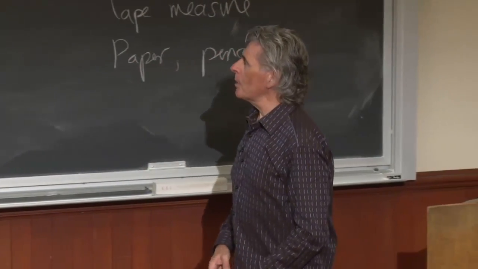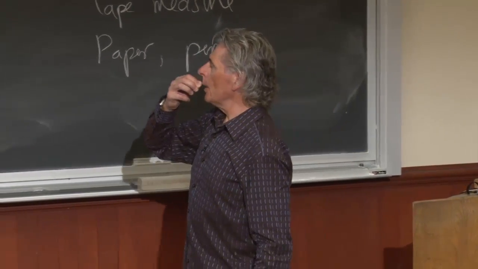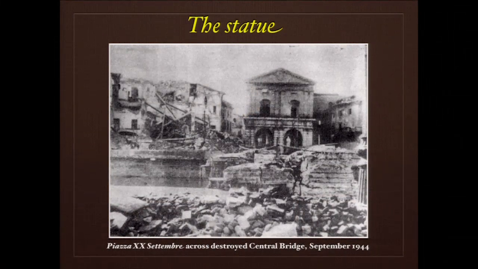Okay, here's a more recent picture of Italy. This was taken from a newspaper in 1944, right at the end of the Second World War. There was a huge battle between the Allies, the Americans and the Brits on one side, and the Germans and the Italians on the other side. This was the central bridge in Pisa, and pretty well everything was destroyed, certainly the bridge and most of the buildings.